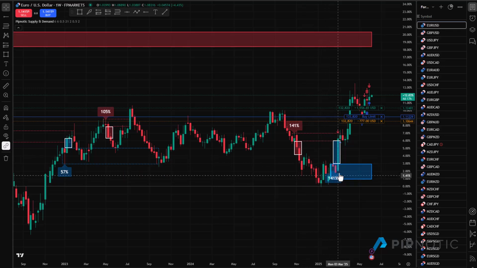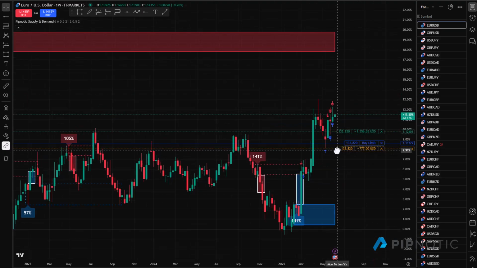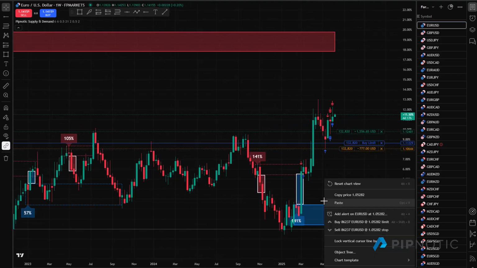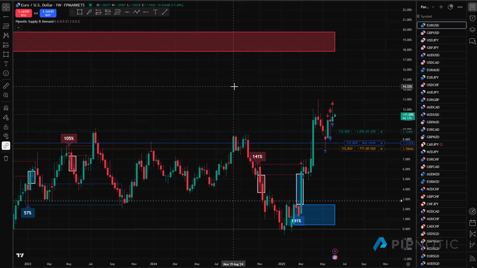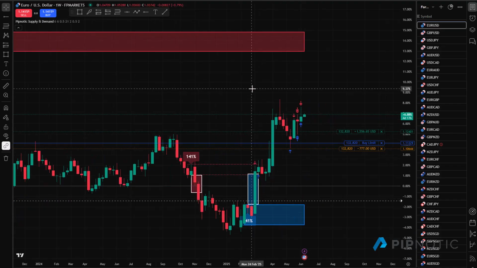Tested, removed. This is the zone. Pay attention to that in the future. So when prices get down here in the future, you want to be made aware of that. But this is a weekly chart. That could be very far out into the future.